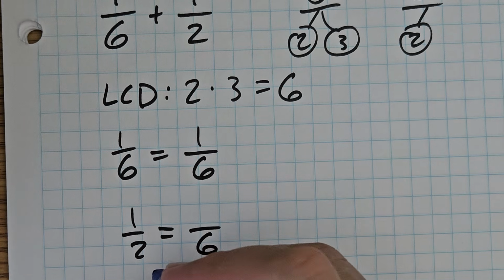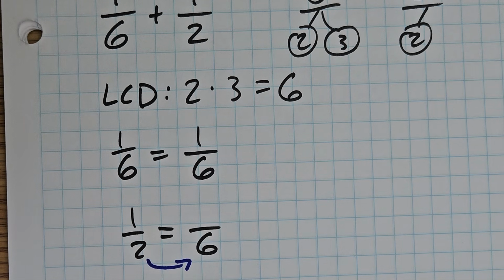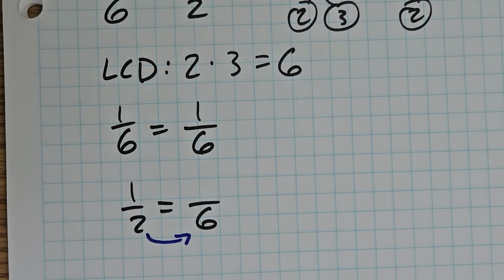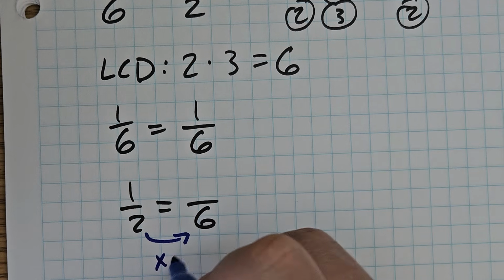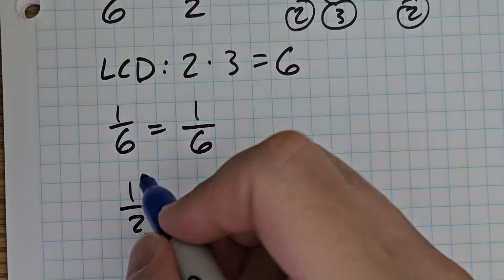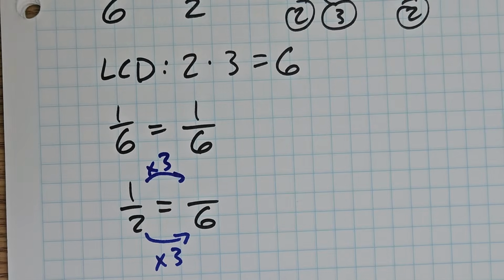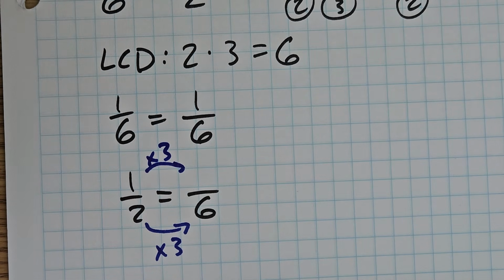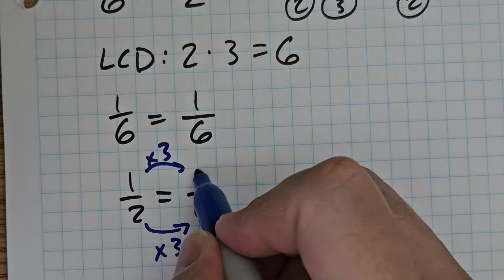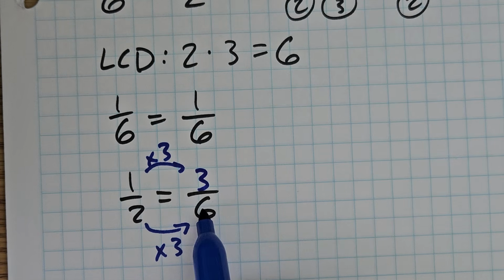I need to raise from a denominator of 2 to a denominator of 6. Raising is the inverse of reducing, and so we use multiplication. What do I have to multiply? 2 times what? 2 times 3 makes 6. So I also have to multiply the numerator the same way. As long as I multiply my denominator and my numerator the same way, then the overall value of the fraction stays the same. So my numerator, 1 times 3, is now 3. So 1/2 has been raised to 3/6.